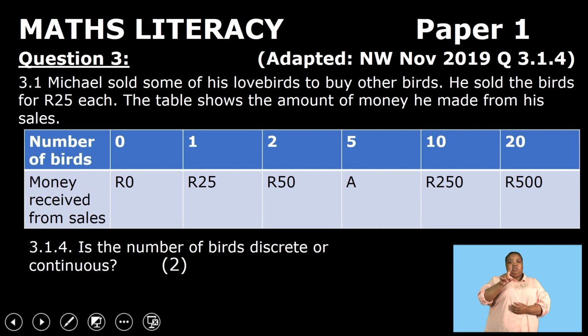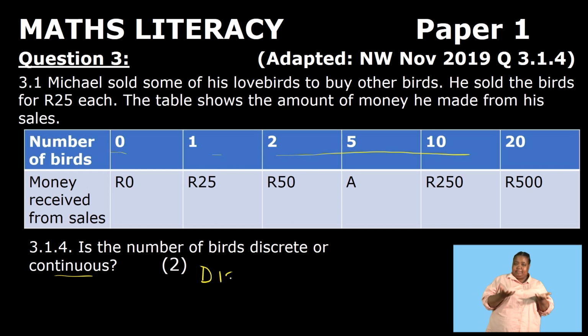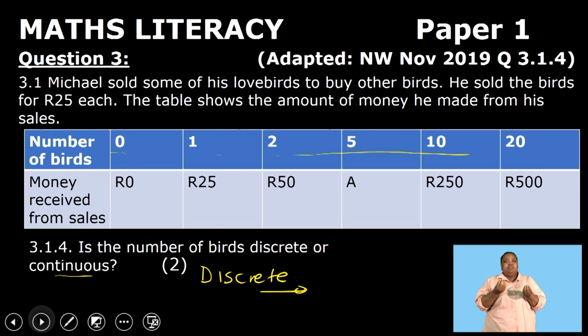Moving along to question 3.1.4, are the birds discrete or continuous? So now we are looking at the data which is given to us, the number of birds, and we are going to state whether they are discrete or continuous. When we look at the data for the number of birds, they are given to us as whole numbers. So now we can say they are discrete. They are discrete because the number of birds is given to us in whole numbers.